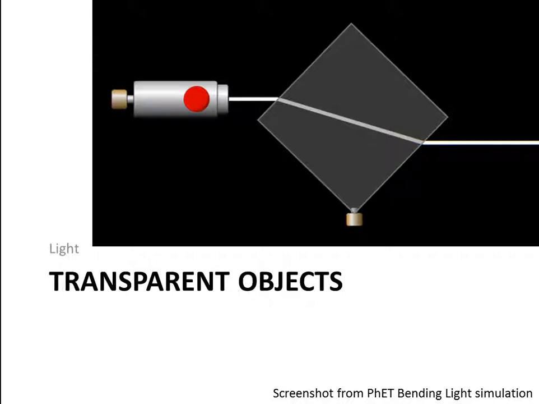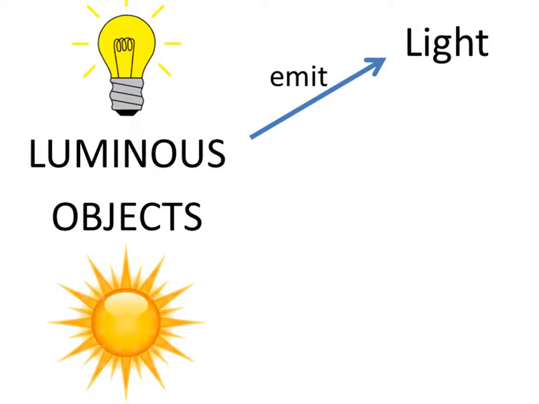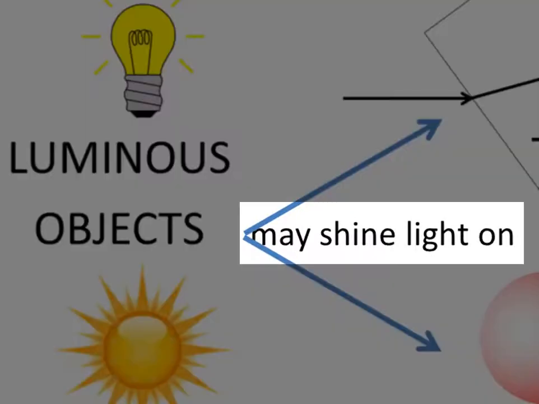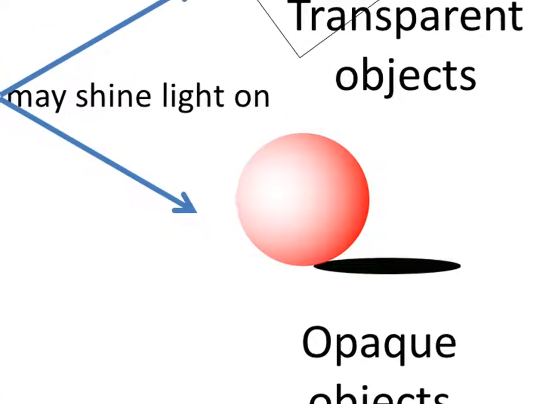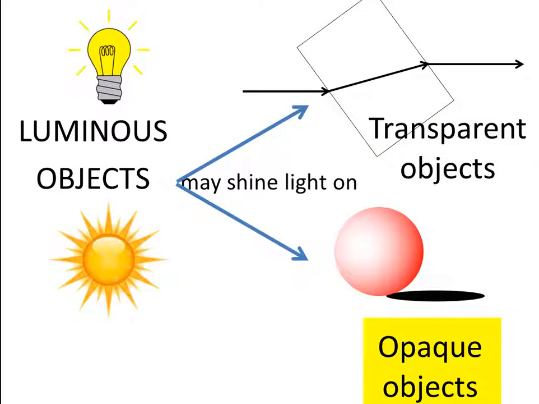Let's discuss transparent objects. Remember before we spoke about luminous objects being objects which can shine. Luminous objects emit light. Now that light which comes from a luminous object may shine on other objects which are illuminated, and they might be opaque or they might be transparent. So both transparent objects and opaque objects are not luminous. They don't shine.